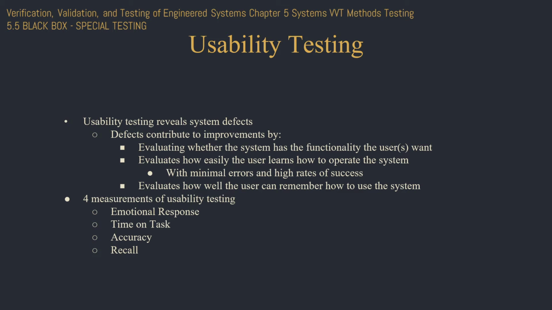Time on task. If it takes you 15 minutes to set a coffee maker to make coffee, that's pretty bad. It should take minimal time, because nowadays everybody's busy and everybody wants to get on with the task. Accuracy is how well you perform the task. You should be pretty accurate in implementing commands and saying what needs to be done and everything.